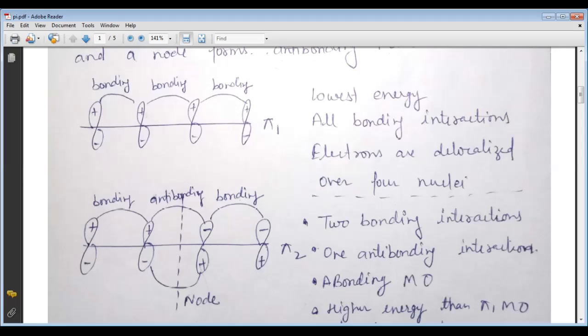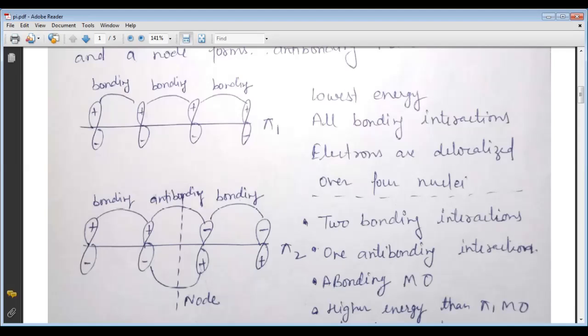So here's the lowest energy, because we can see that all the loops are present in the same phase. ये सारे एक ही phase में, it means plus plus plus, these are in the same phase, and here are another in the same phase. So when the same phases are overlapped, that means there is a bonding molecular orbital.